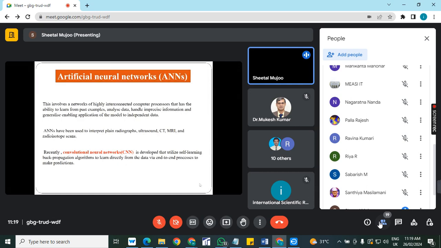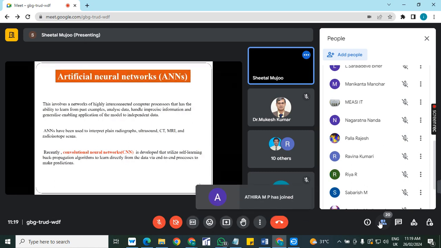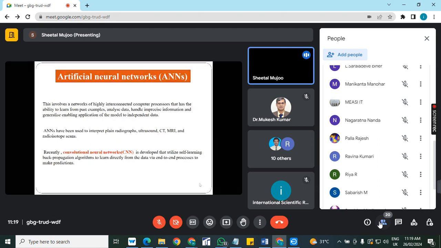We have seen this artificial neural network has been used for interpreting plain radiographs, ultrasounds, CT scans, MRIs, radioisotope scans. Now, recently, convolutional neural network was developed using self-learning backpropagation algorithms to learn directly from the data via an end-to-end process to make predictions. This is again an algorithm, definitely, but it has the capacity to learn by self-learning backpropagation from whatever data has been given to the computer before and after.